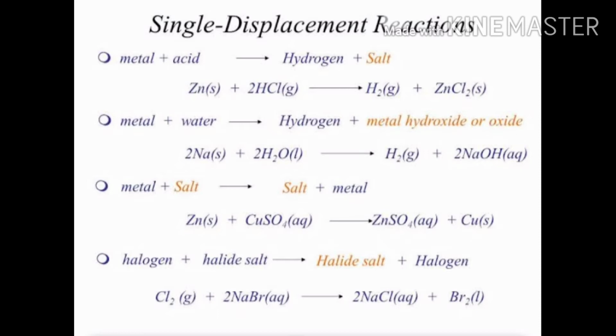Zinc, when reacting with copper sulfate, displaces copper from its salt and forms zinc sulfate, and copper is displaced. When chlorine reacts with sodium bromide, chlorine will displace bromine and will form sodium chloride, and bromine gas is liberated.